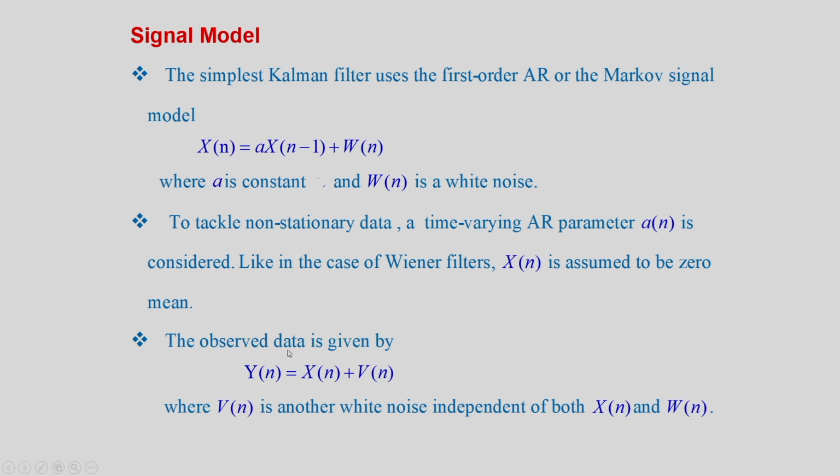The observed data is given by y n is equal to x n plus v n, where v n is another white noise independent of x n and w n. So, this is the measurement noise actually. This noise is independent of either x n or w n here.